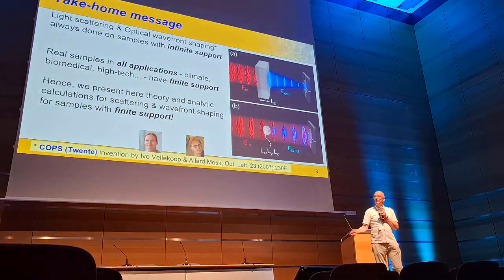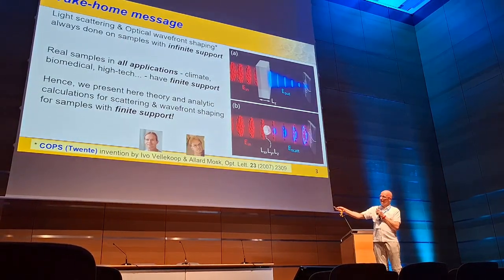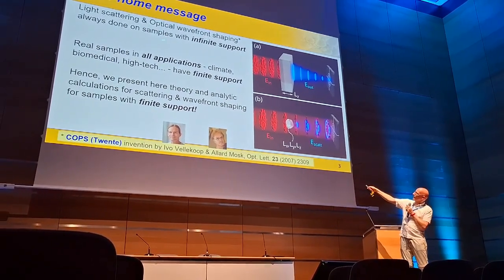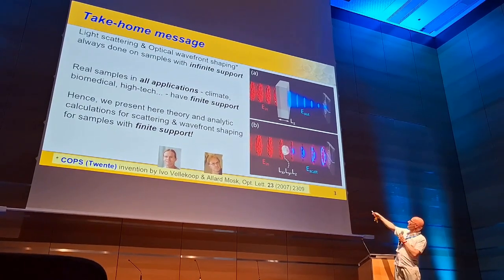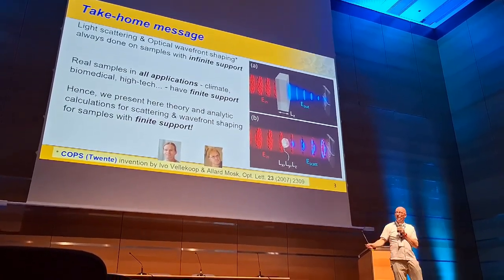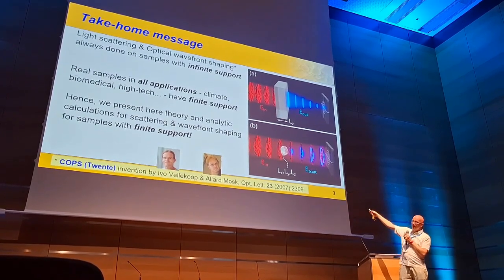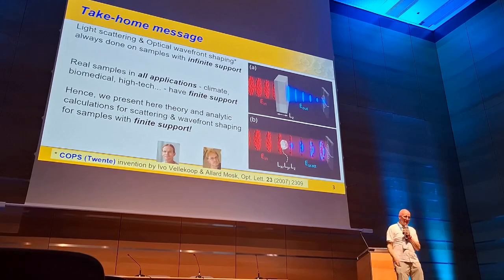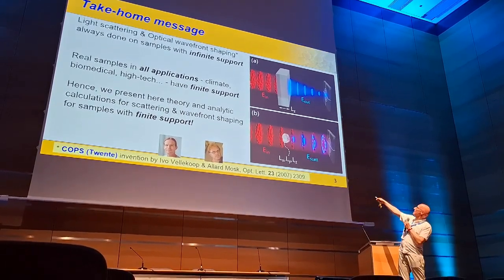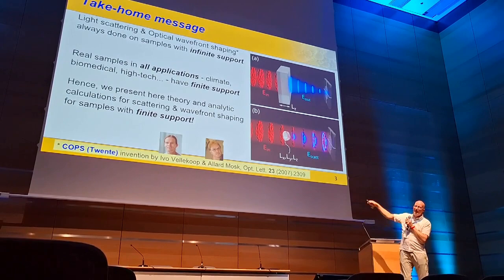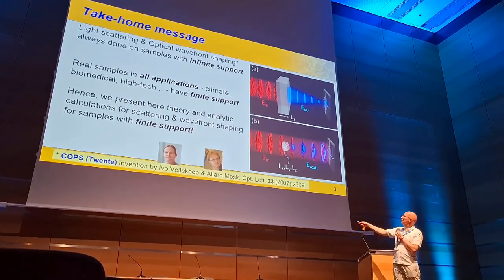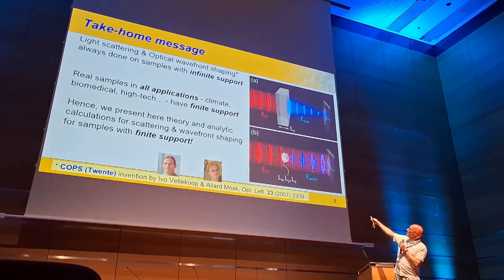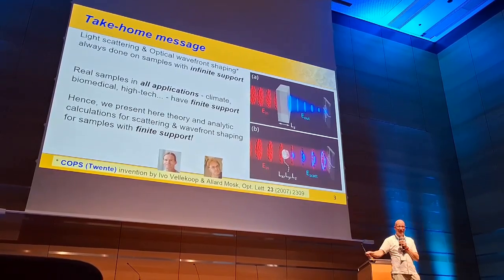The take-home message of this presentation is that usually we do light scattering and optical wavefront shaping on samples with infinite support. Think of a typical proverbial slab on which we send a wave from a laser, and this may be shaped. That's why there's this light modulator here, and then you succeed and say, I've managed to shape this into a very bright spot. However, the sample is much greater than the laser beam. That's why we call it quasi-infinite.